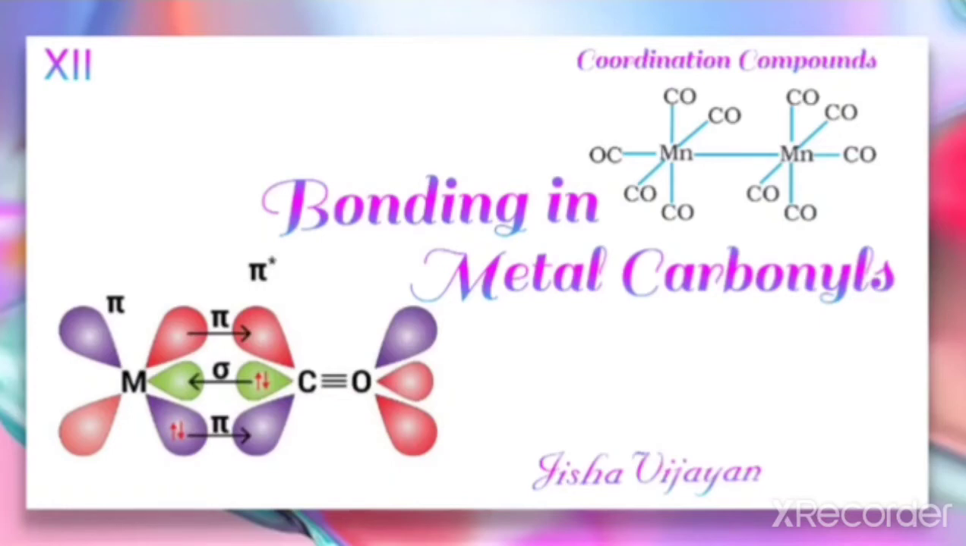Hello students, today we are going to discuss another important class of coordination compound, which is called metal carbonyls. Metal carbonyls are coordination compounds in which the ligand is actually carbon monoxide. Carbon monoxide is the ligand, and that ligand with the metal is called a metal carbonyl. In this video we are going to discuss some important metal carbonyls and the bonding in them.